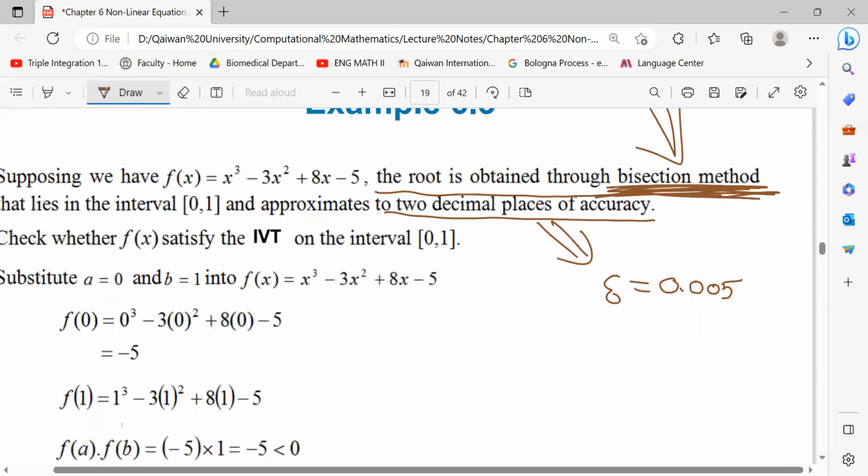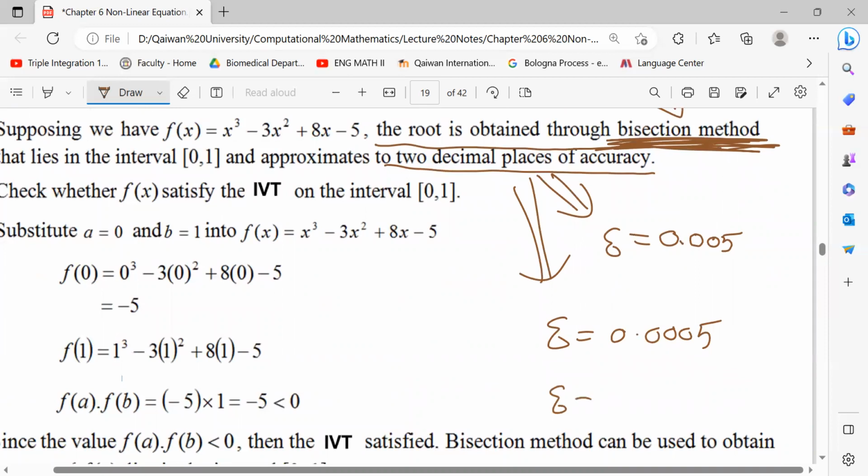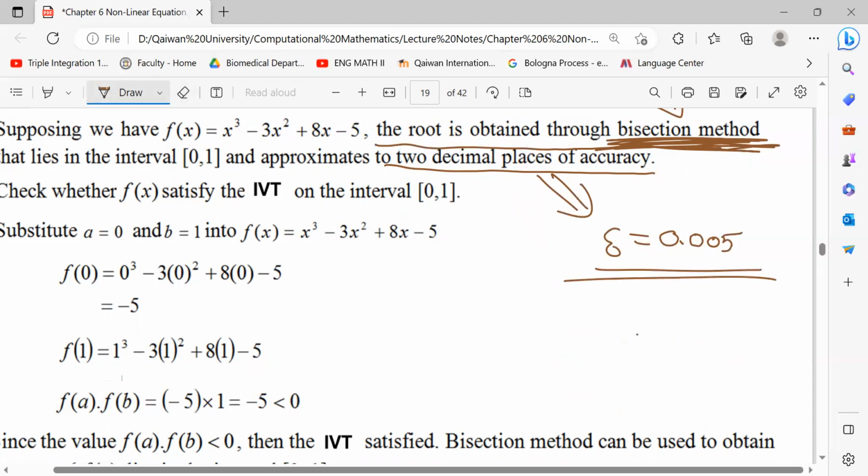Look, if it says to 3 decimal places, we say epsilon is 0.0005. If it says 4 decimal places, epsilon is 0.00005. Always write down 5 at the end. This is how to write down the value of epsilon. In this example, it says to 2 decimal places. That means epsilon is 0.005.